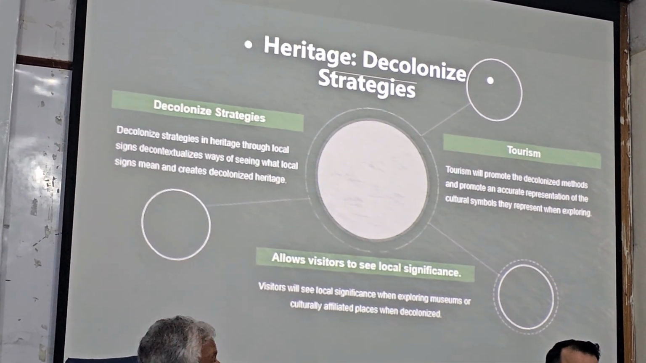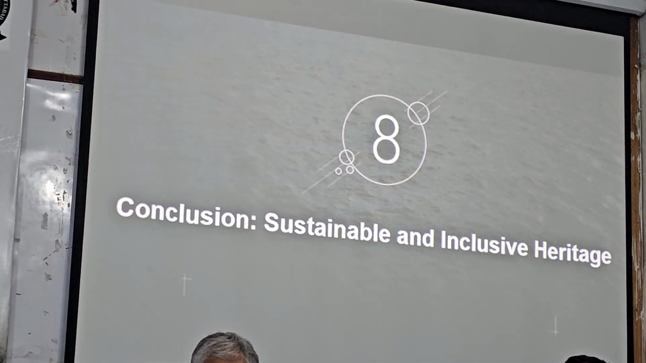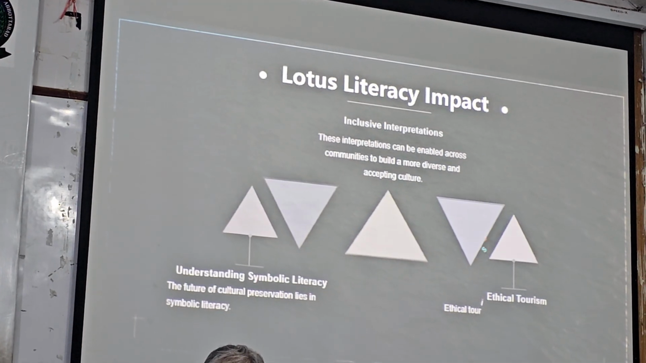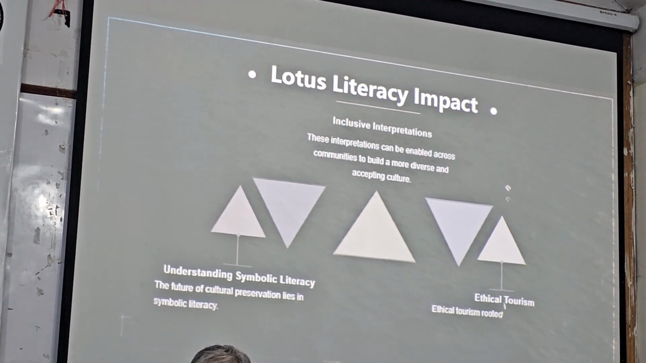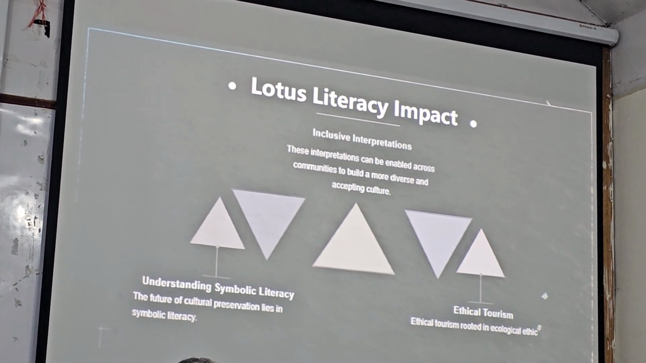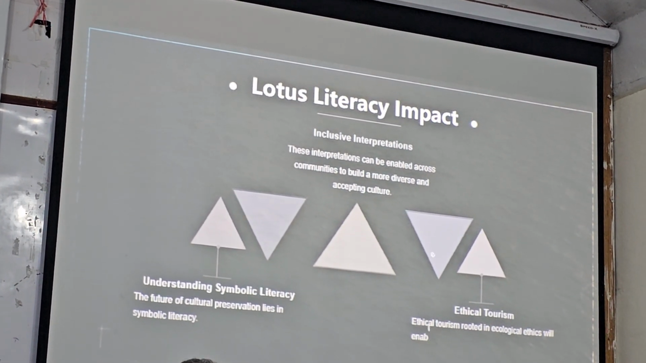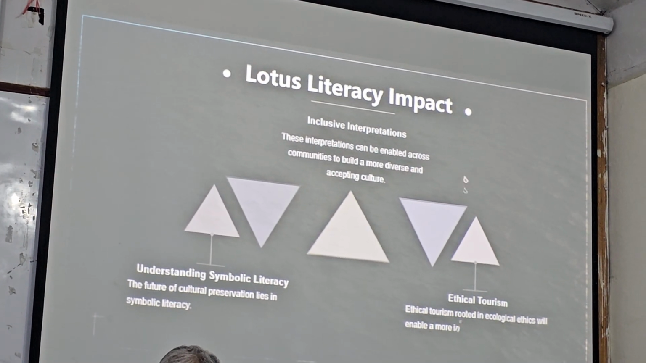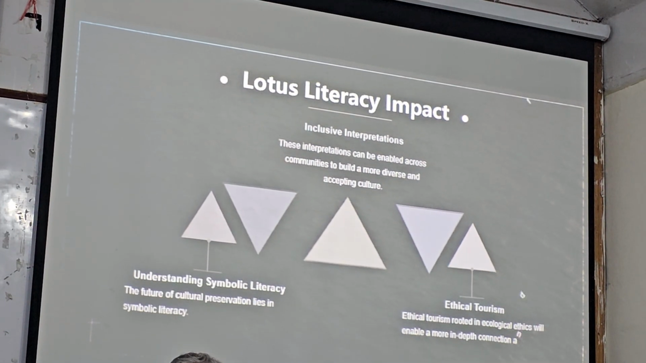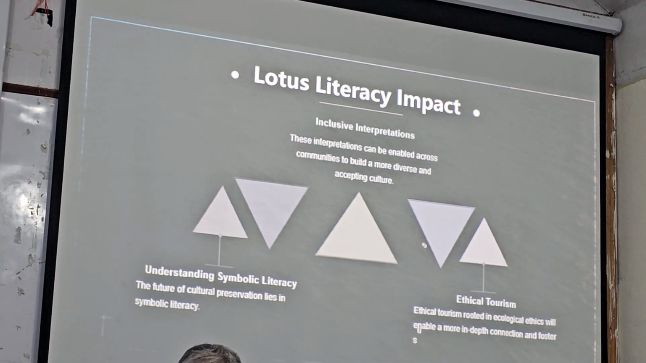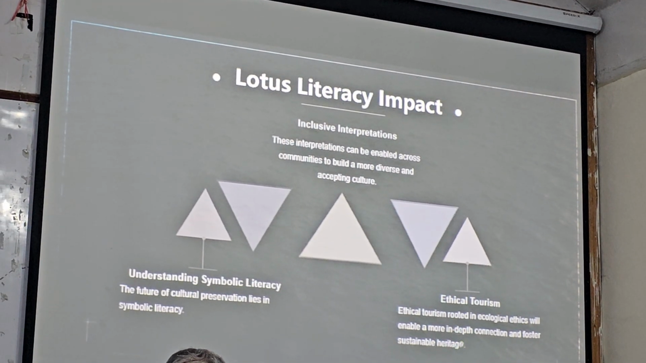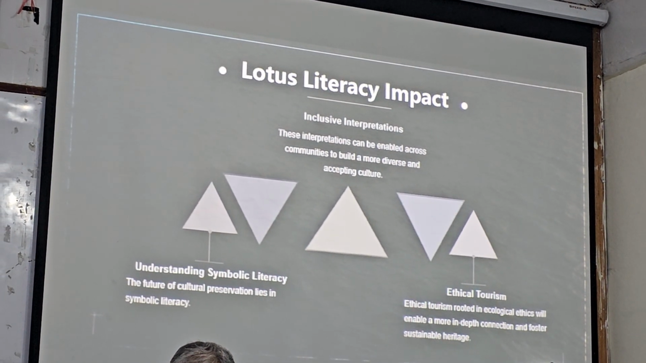Yeah, this is something I spoke about already. So again, we talk about ethical tourism, inclusive interpretations, and understanding symbolic literacy. What is ethical tourism? Ethical tourism is basically creating importance in our own indigenous knowledge, importance owned by our land, owned by our own visual culture, and the people should respect that. We only can create that if we have a literacy of what we have as a treasure on our land.